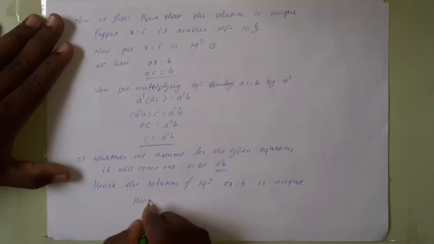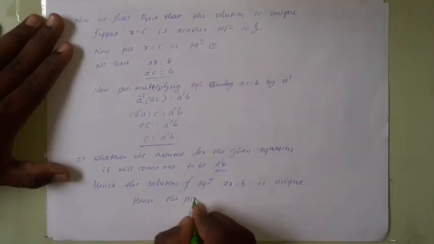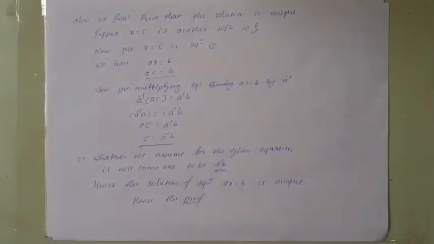Hence the proof. Now we have proved the result for the first equation, that is Ax is equal to B. Then we need to prove the same thing for the second equation, that is Ya is equal to B.